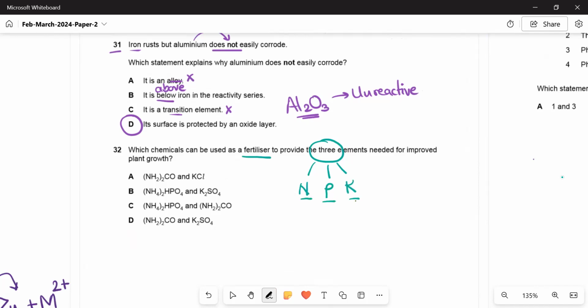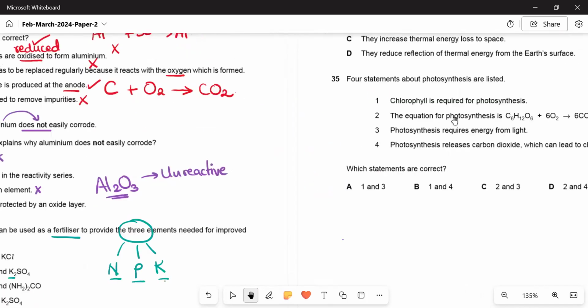So we have to see the combination of compounds here which contain nitrogen, phosphorus, and potassium all. If we see option B, it has nitrogen, it has phosphorus, and it has potassium also. So option B is correct, and it contains all the essential elements needed for plant growth, all the 3 elements.